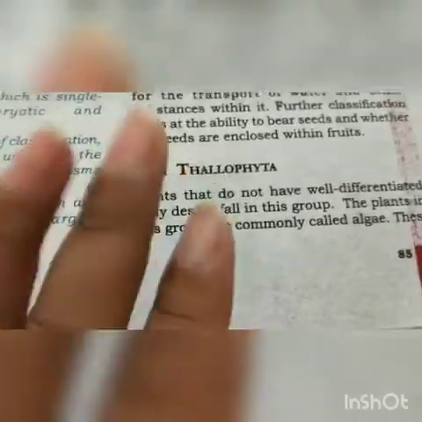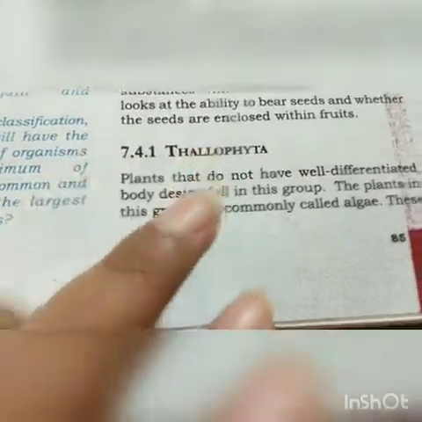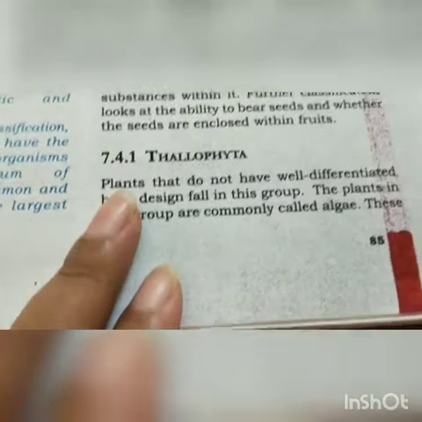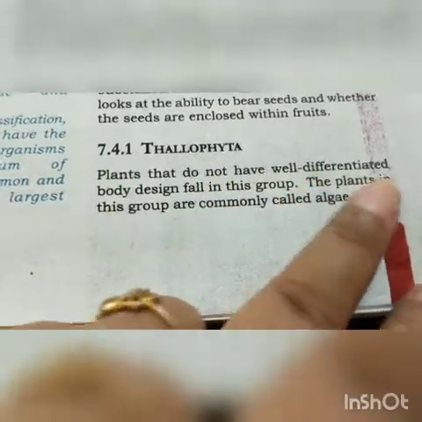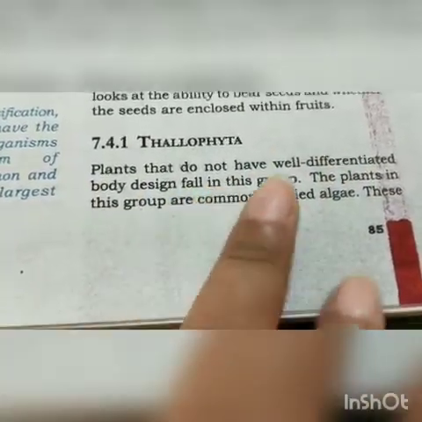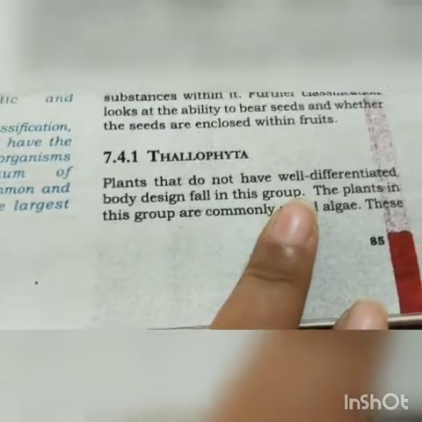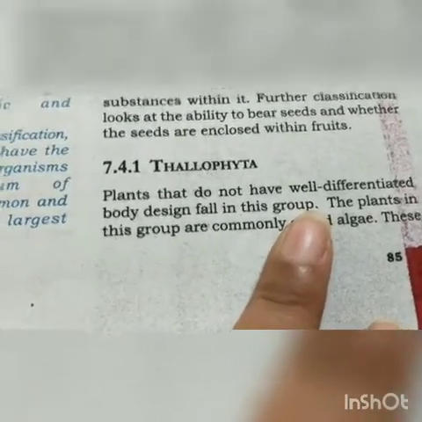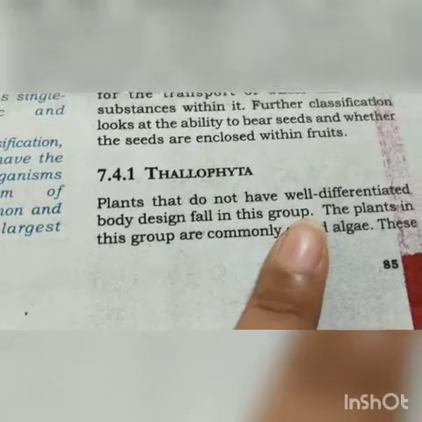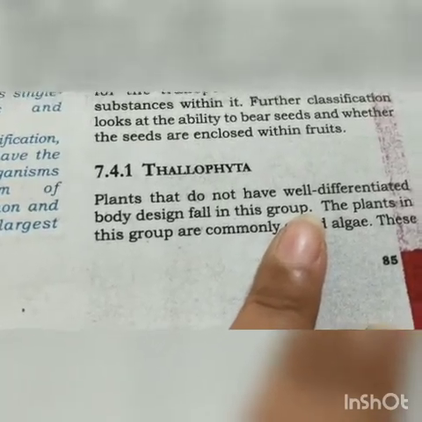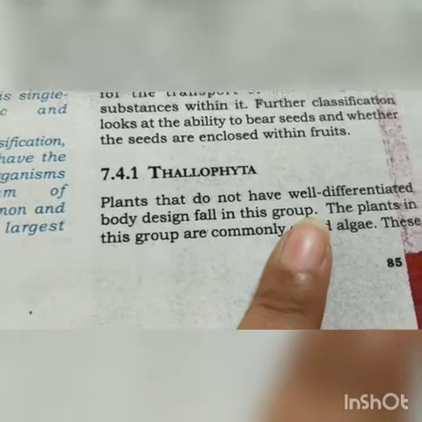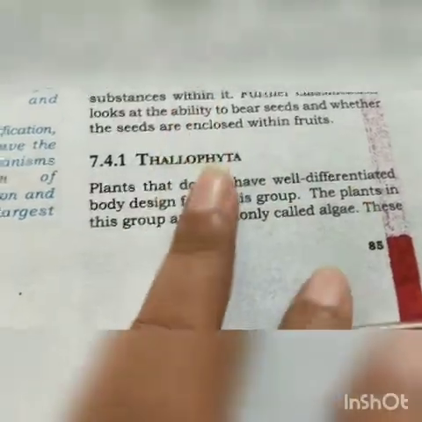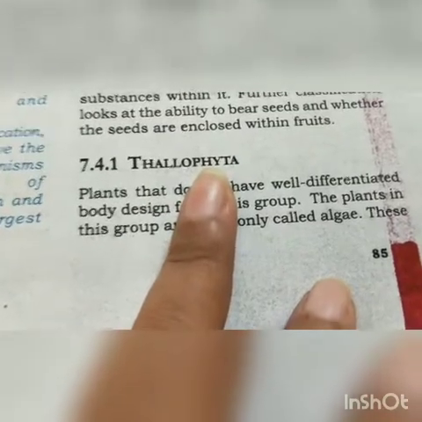So first is the Thallophyta. In the plant group, first is the Thallophyta. Plants that do not have a well differentiated body design fall in this group. So it is a plant, but its body design is not well differentiated. Leaves, roots, branches are not different. Not differentiated, not clear, not distinct. So that group falls in Thallophyta.